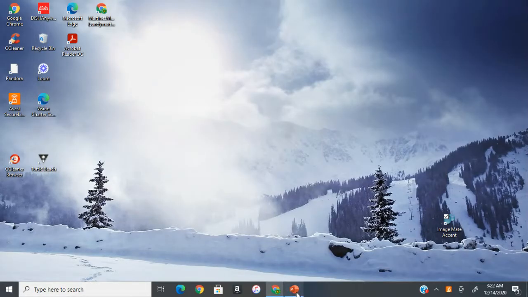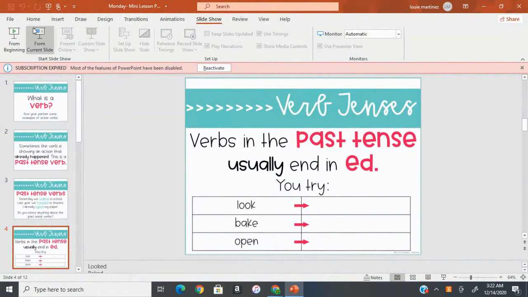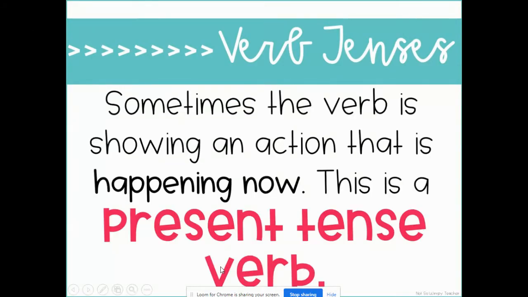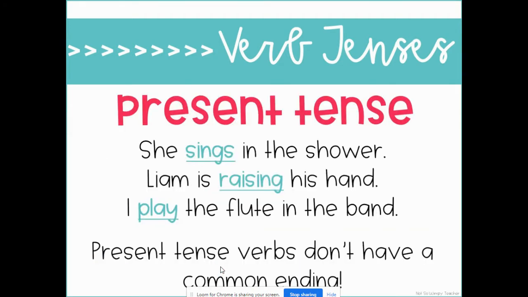All right, let's go here. Okay. Sometimes the verb is showing an action that is happening now. This is a present tense verb. Okay, so a present tense verb is telling you that it's happening now. And now could mean right this very second, or now could mean during today. Okay. All right, I will go to the next one.